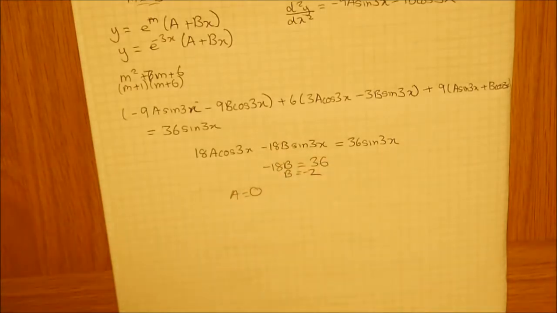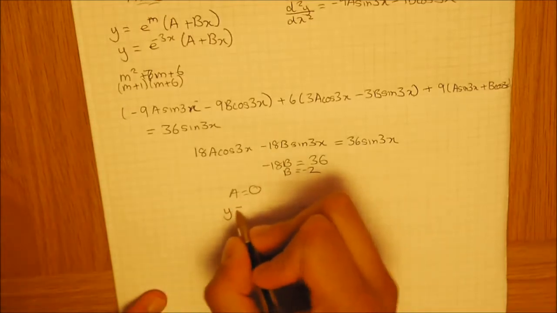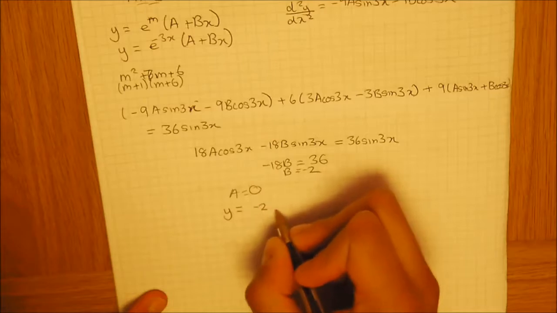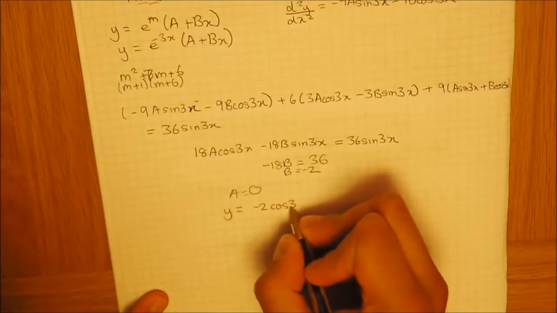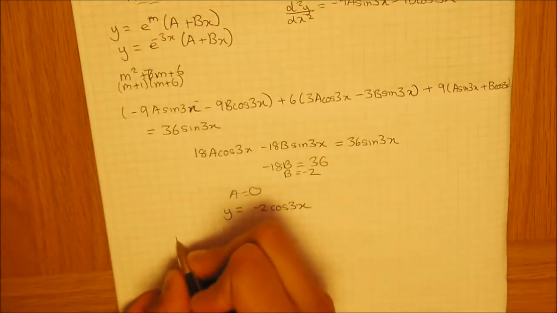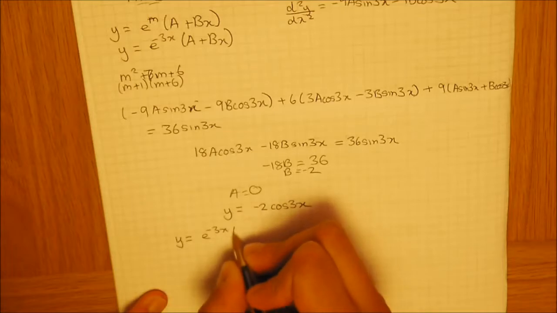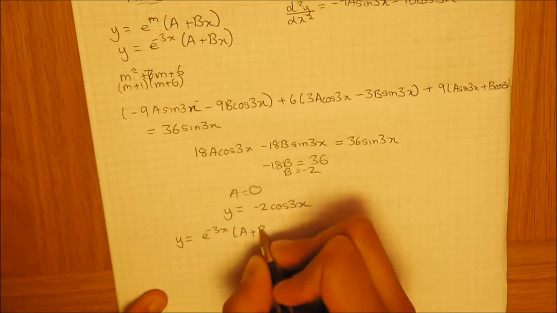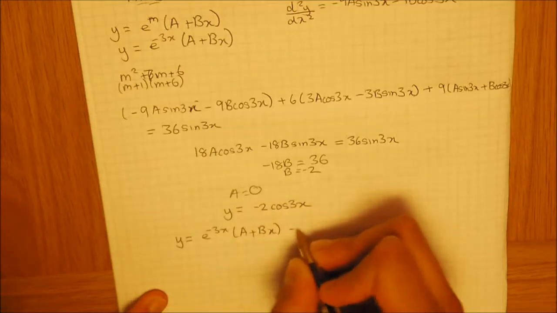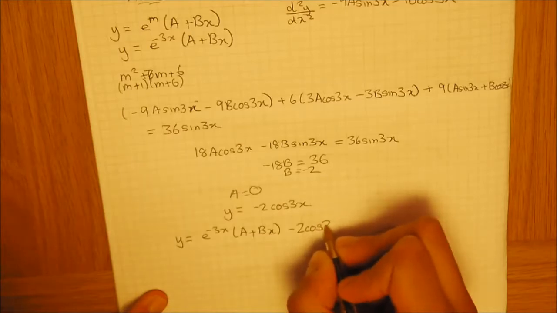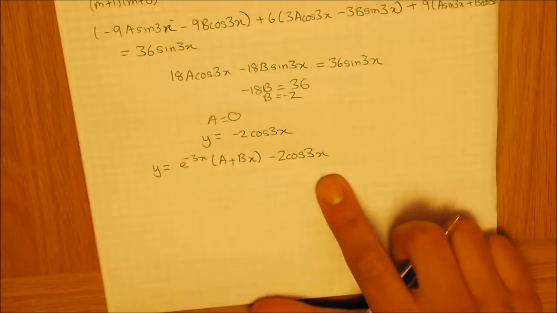This is quite helpful because this will actually tell us what our particular integral is, which we know to be y is equal to minus 2 cos 3x. So therefore, putting it all together, y equals e to the minus 3x, times a plus bx, minus 2 cos 3x. Now that is effectively your solution.